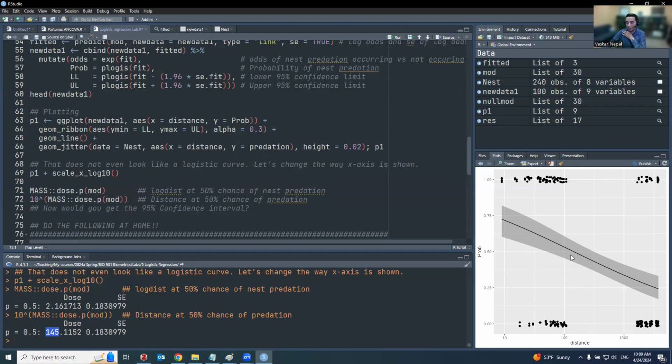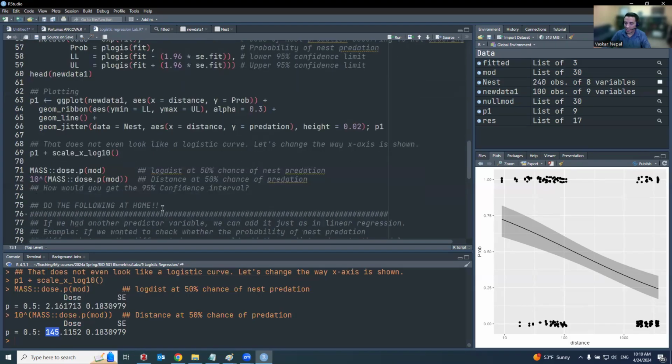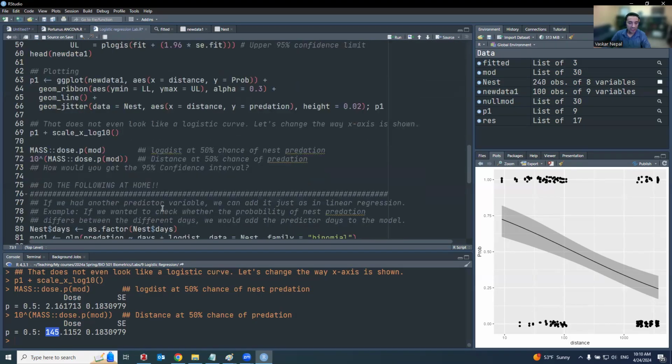You can also get the 95% confidence band, which you can probably get from just looking at this also. But how would you get that? There are ways to do that, not the most straightforward, but you can figure it out, and it will be in your homework assignment also.